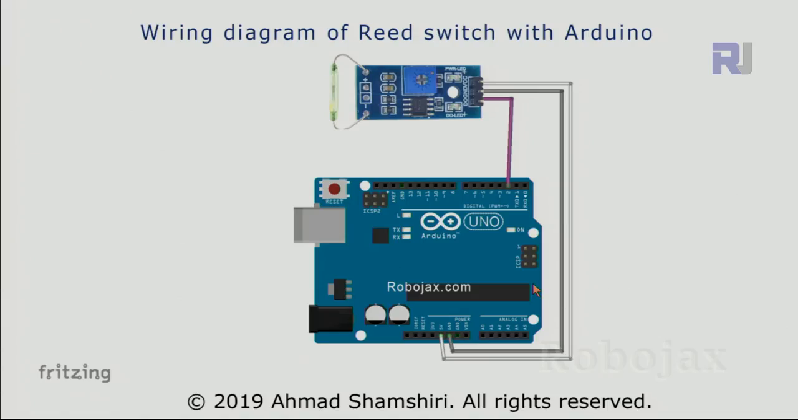Here is the wiring for the reed switch module. From the right, VCC is connected to 5 volts of Arduino. The middle pin, ground, has been connected to the ground using this gray wire. And this pink wire from the left, from digital out, has been connected to pin 2.